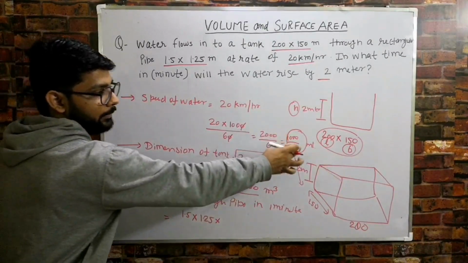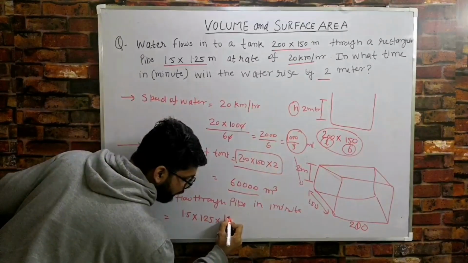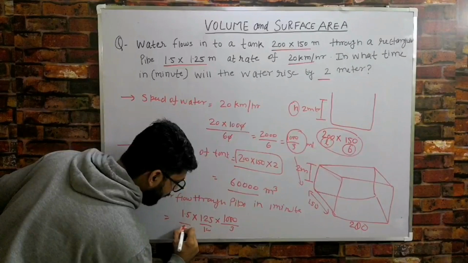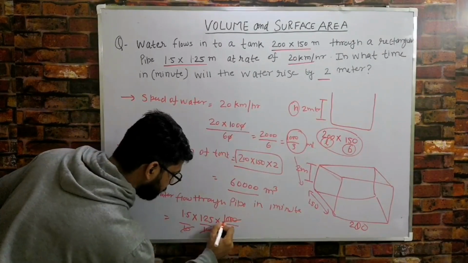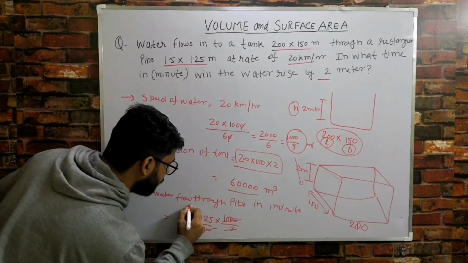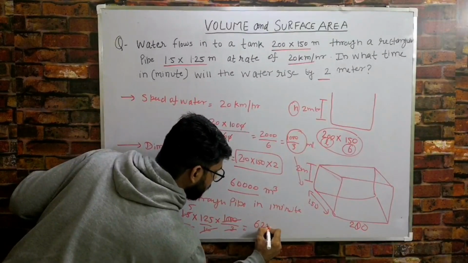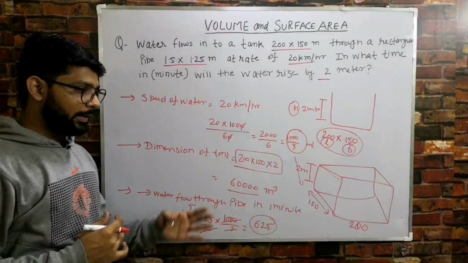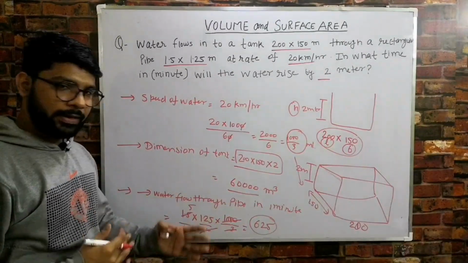1.5 into 1.25 into this speed, because by this speed the water will flow 1000 by 3, so divide by 100 divided by 10. So here 625. So the water will flow at 625 liter per minute. 625 liter per minute ke hisab se jayega.